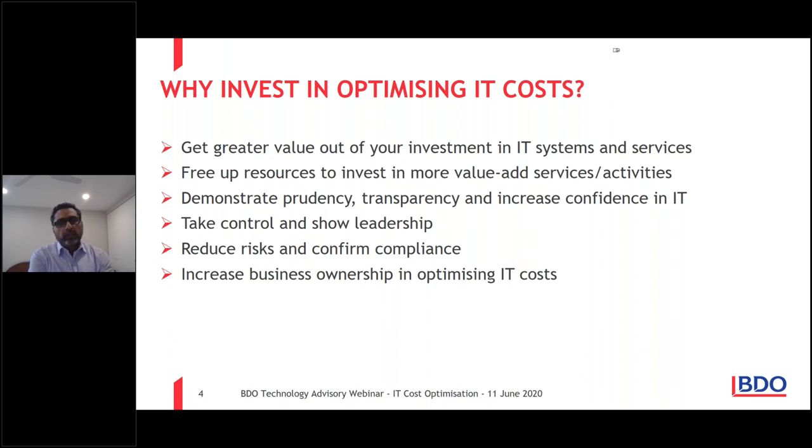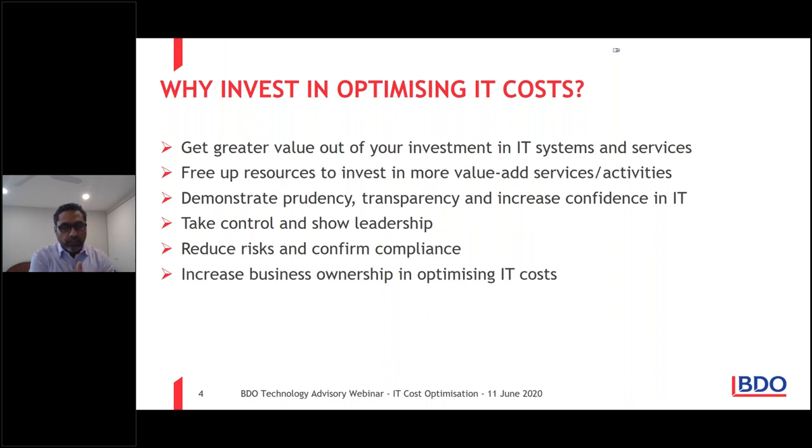So the question that typically comes up is, why are we talking about IT cost optimization? Now, there are a number of reasons for that, especially in the economic situation where we are. A lot of our clients and a lot of businesses are going through a process where they are looking at managing cash, managing cost, and making sure that every dollar that's going out of the organization is actually delivering value for what is important and what is critical for them. And that's where there is a lot of focus on just pure cost management and cash optimization.